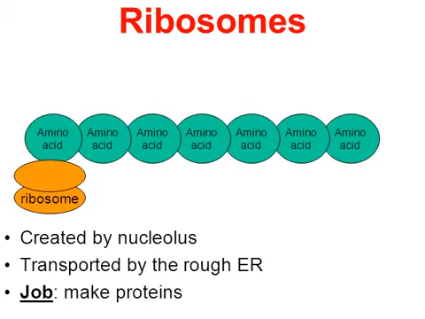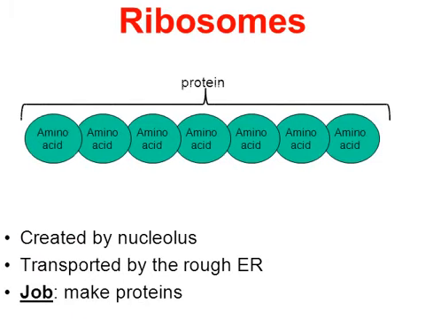long chain. This long chain of amino acids is what we call a protein, and that's the job of a ribosome, is to gather and build these amino acids into a larger protein. This process, by the way, is known as translation. We're going to learn about it later in the school year, though.